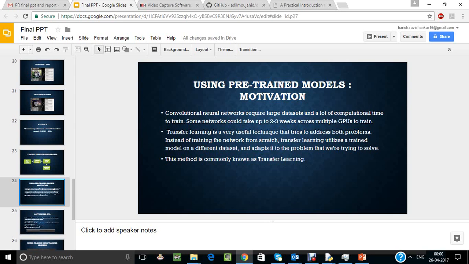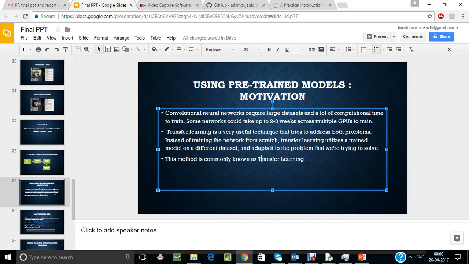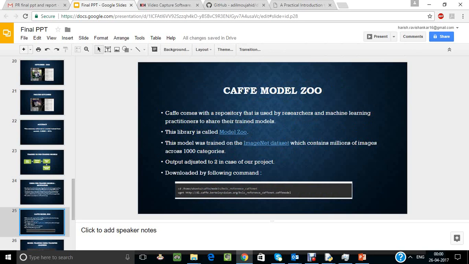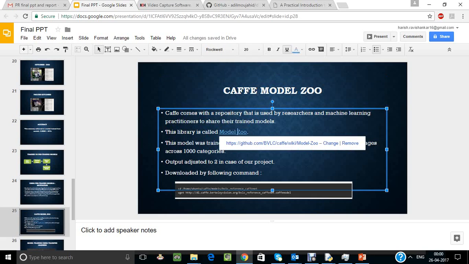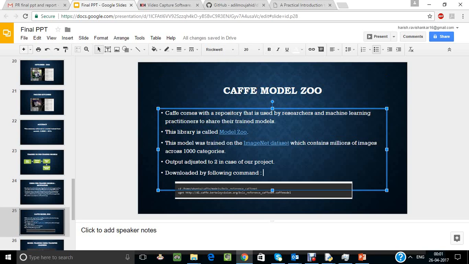The motivation for using pre-trained models is the following: a convolutional neural network requires a large amount of data and high computational costs to train. Some of the networks take up to 2 to 3 weeks, even despite using multiple GPUs. By using transfer learning, we address both problems. It is efficient as well, and it achieves a high accuracy. By using a trained model, we adapt it to the problem that we are trying to solve. For example, we have a model which is trained on 1000 categories. We can downsize it to about 2 in this particular case, just for a dog and a cat. This is called transfer learning, where the learning done on a different model is applied to our particular scenario.